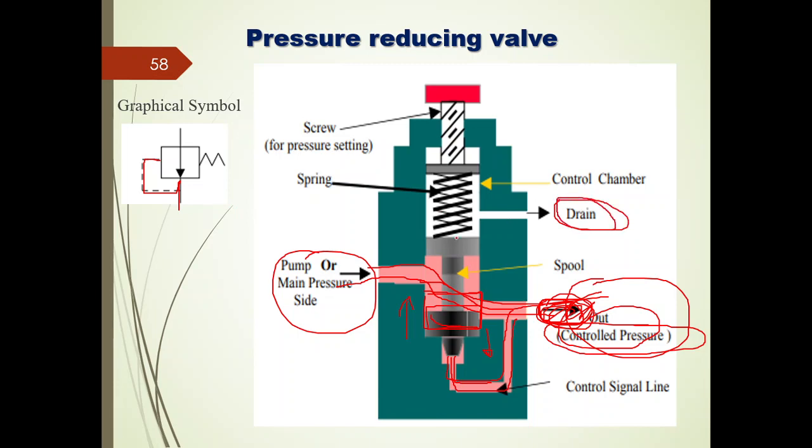The drain line is there because, due to some clearance, there is a small amount of hydraulic fluid that sometimes may flow to the spring side also. That can be removed with the help of this drain line, and the stiffness of this valve can be controlled with the help of this adjusting knob or the screws. So this is the pressure reducing valve, with the help of which we limit the outlet pressure.